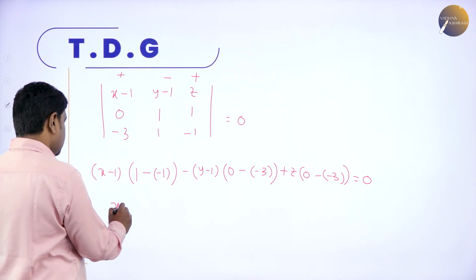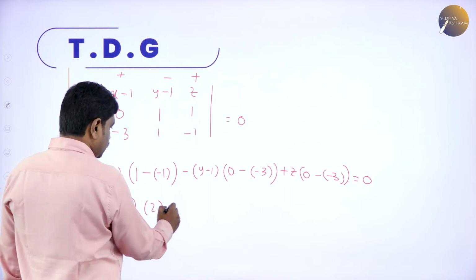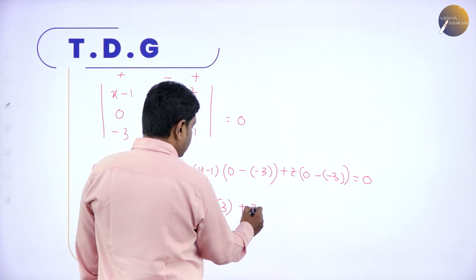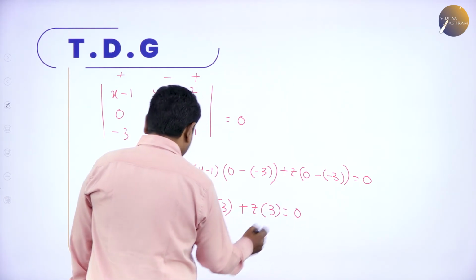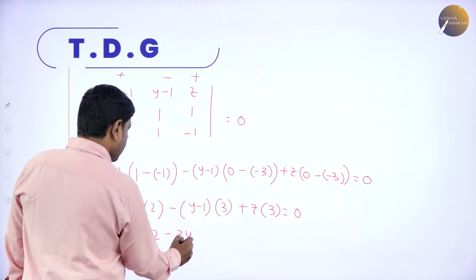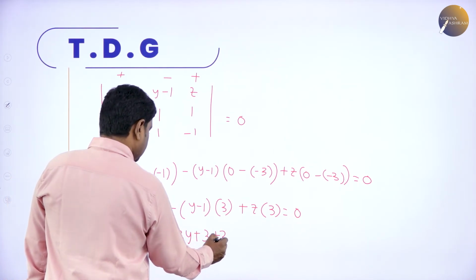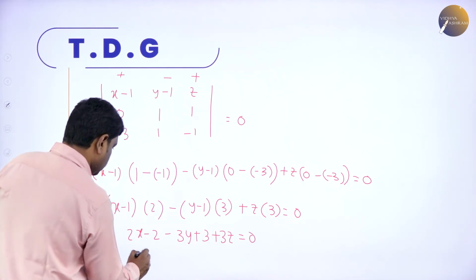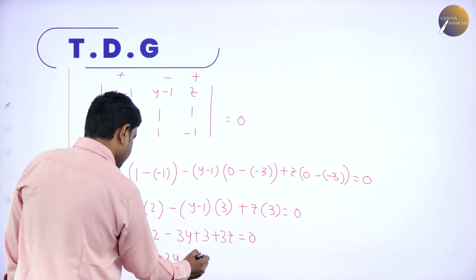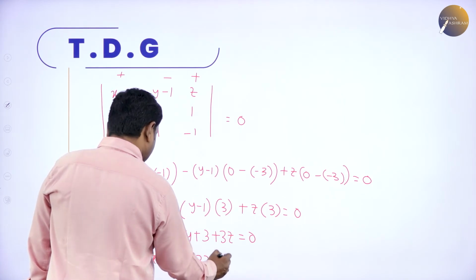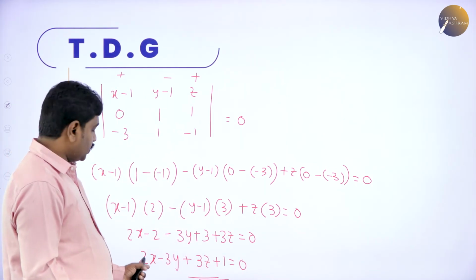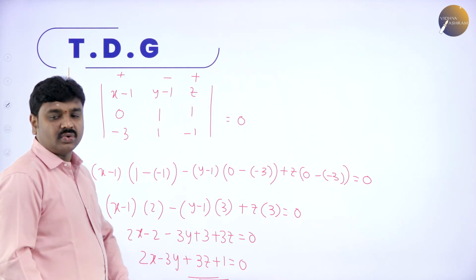Simplify this. X minus 1 into 2, y minus 1 into 3, then z into 3. So further 2x minus 2 minus 3y plus 3 plus 3z is equal to 0, or 2x minus 3y plus 3z, 3 minus 2 is plus 1, is equal to 0. This is the equation of the plane: 2x minus 3y plus 3z plus 1 equal to 0.